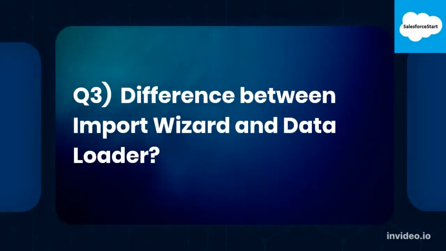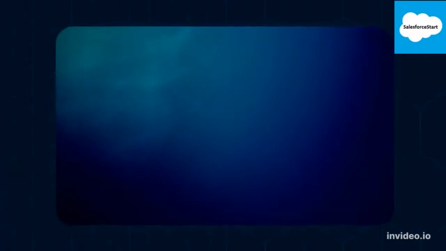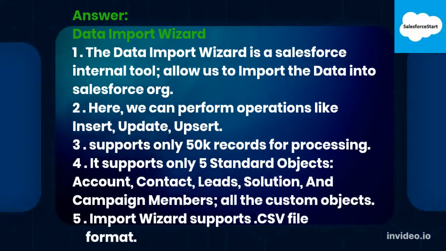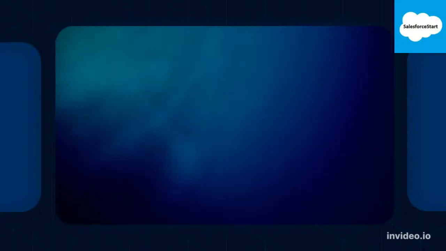Q3. Difference between import wizard and data loader. Answer. Data import wizard: 1. The data import wizard is a Salesforce internal tool that allows us to import data into a Salesforce org. 2. Here, we can perform operations like insert, update, upsert. 3. Supports only 50K records for processing. 4. It supports only 5 standard objects: account, contact, leads, solution, and campaign members, and all the custom objects. 5. Import wizard supports CSV file format.